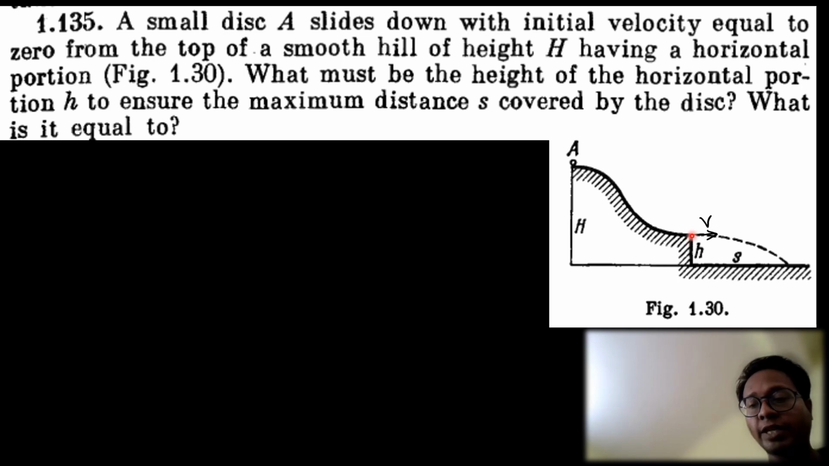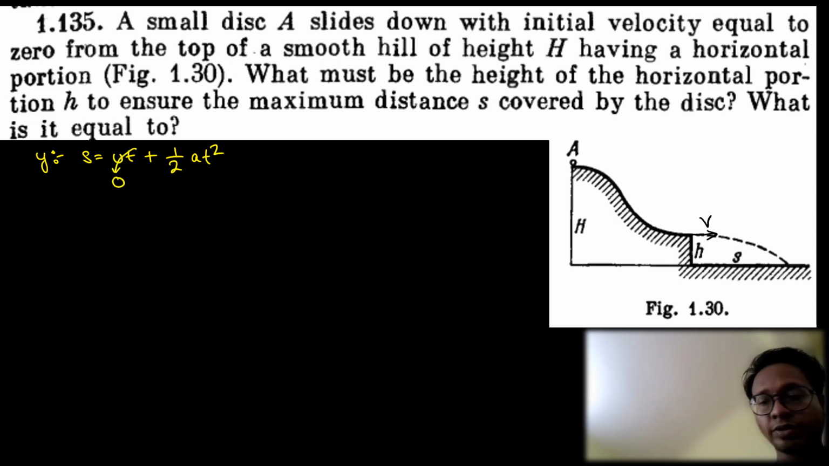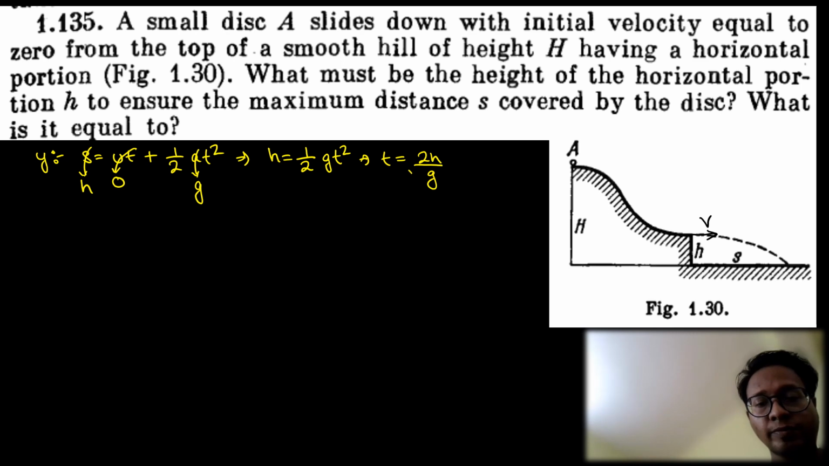So this is nothing but projectile from an elevated surface. For the y component, I'll use s = ut + half at square. Initial y component is equal to 0, s is equal to h, and a is nothing but g. So h is equal to half gt square, or t is equal to root of 2h by g. So the time taken for this ball to fall down is root of 2h by g.